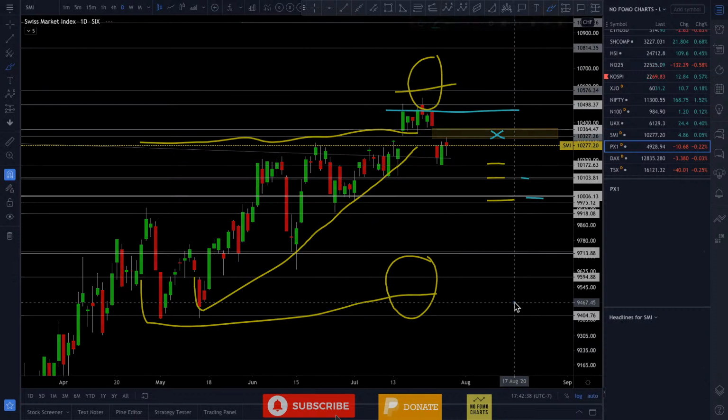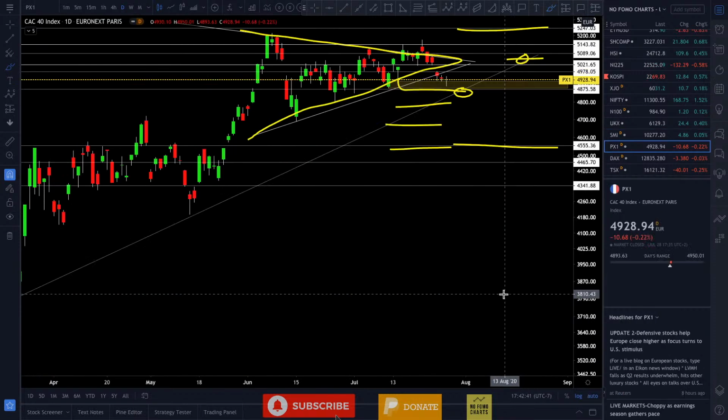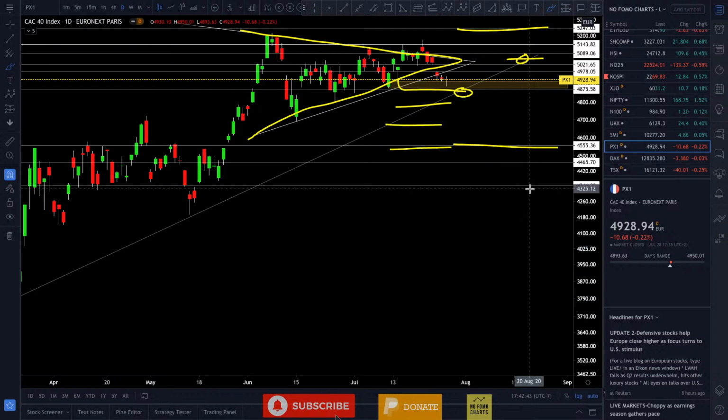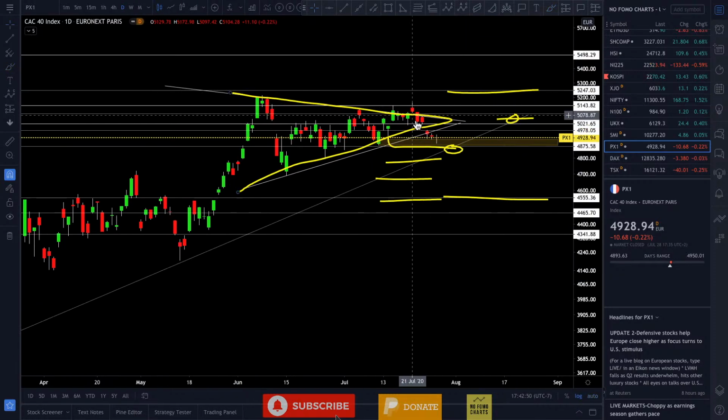All right, so moving on. I'll try to do these last ones faster so we could finish up with some crypto at the end. So looking at the Paris index. Paris index, just very quickly. Okay, there was a symmetrical triangle pattern, broke down bearish.